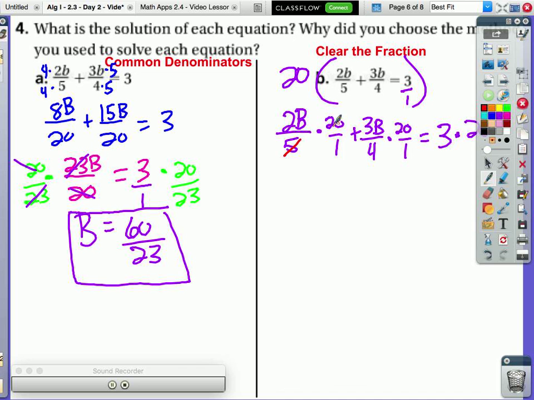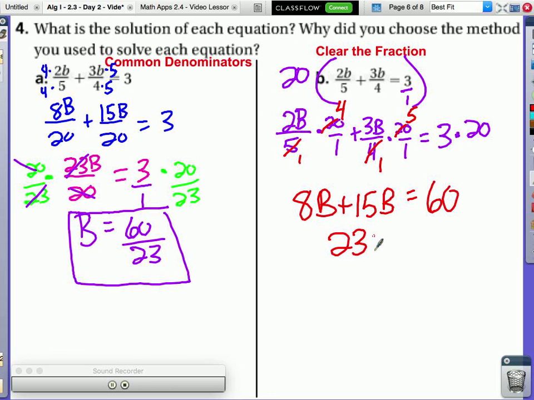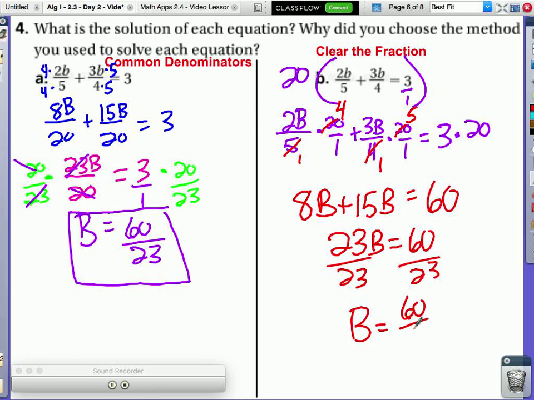Okay, again, everywhere we do this, our fractions cancel out. They cross out. So 2b times 4, 8b, plus 3b times 5, 15b equals 60. Again, this equation has no fractions, gets the exact same answer. All right, so combine our like terms, and notice, just like on the other side, we get the exact same answer. B equals 60 over 23.